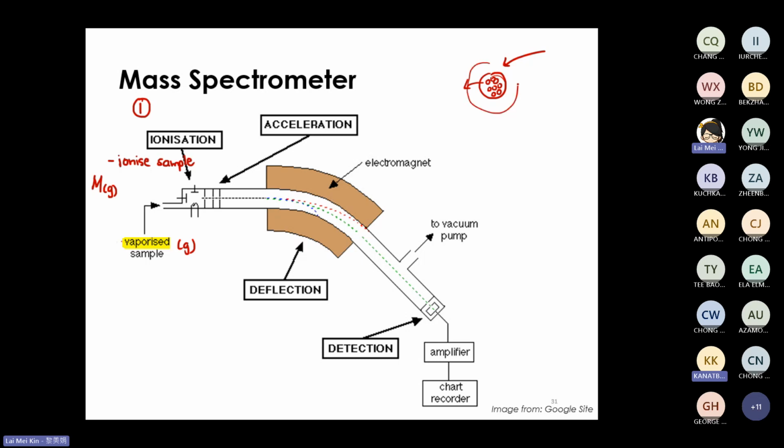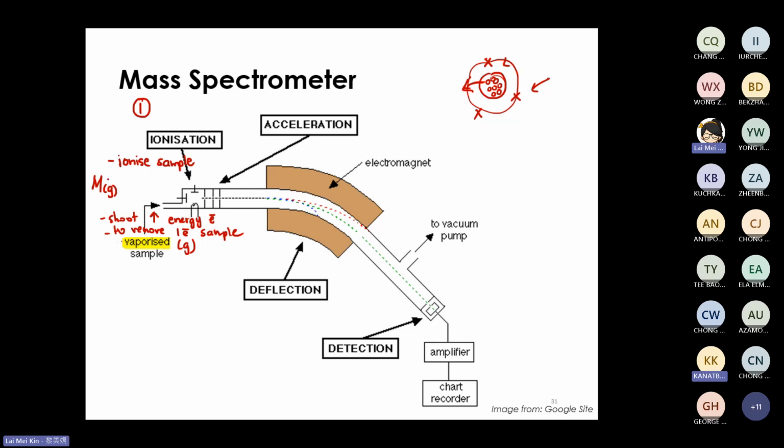I have my atom. So my atoms have electrons. What happens is I will shoot high energy electrons into my sample. And what is the purpose? To remove one of the electrons. So I shoot high energy electrons to remove one electron from the sample.